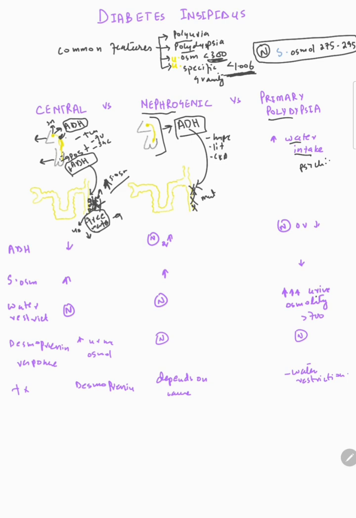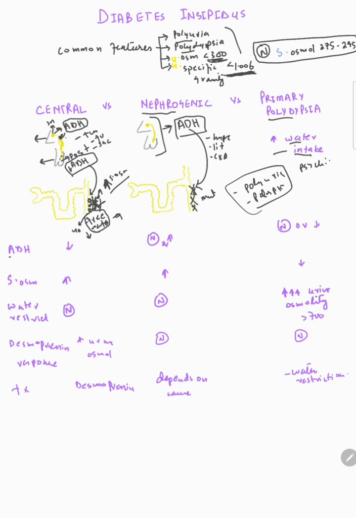So in all of these conditions, there is increased free water intake and increased excretion of free water, so we will have polyuria, and then polydipsia, because polyuria will cause the increased thirst mechanism to get activated. So these are the common mechanisms, and these four are common to all three. Now we talked about the mechanisms, we talked about the causes.